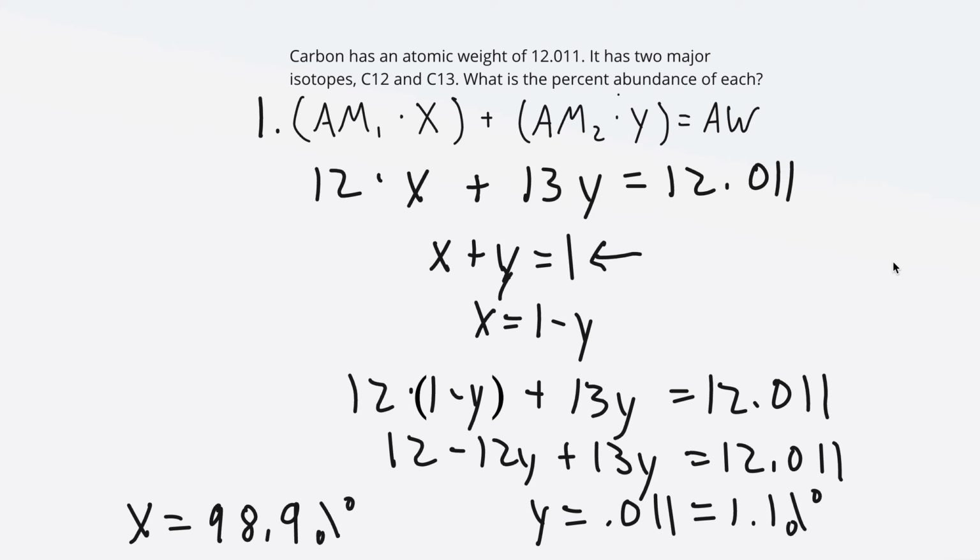And again, this is going to be about the hardest problem that you're ever going to run into with atomic weight. And in the next video, we will be going over radioactive decay.